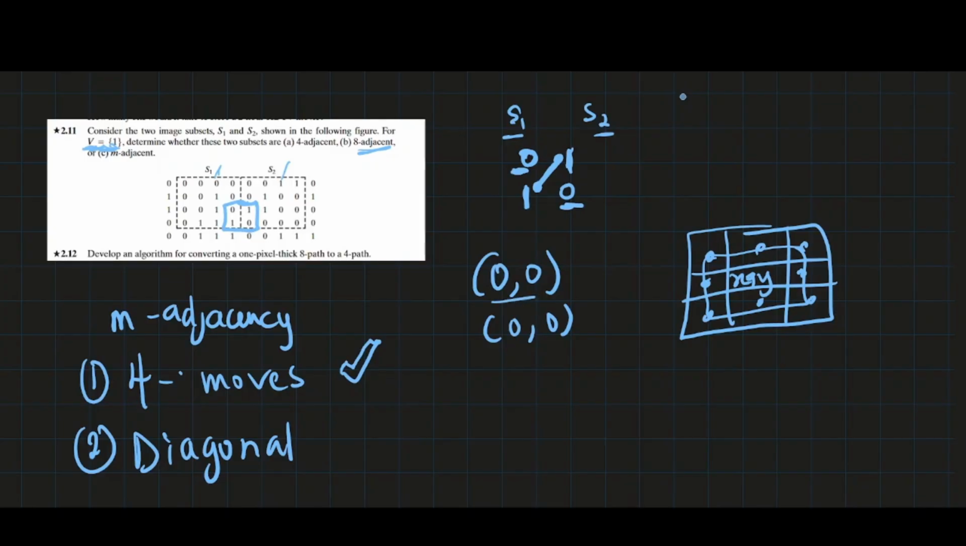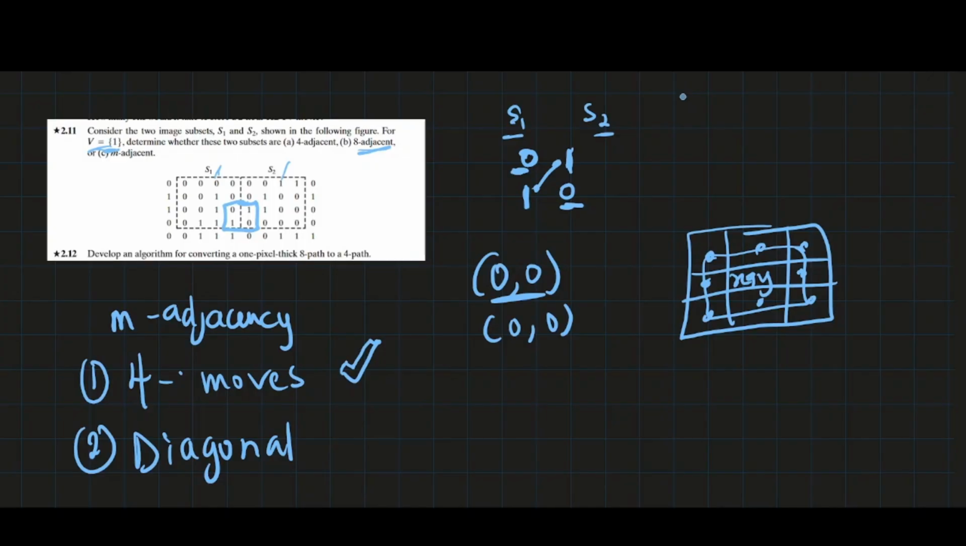So now we check if 0 is in the set V. If 0 is indeed in the set V, we wouldn't have been able to make this diagonal move. But you can see that 0 is not in the set V. Therefore, it's legal for us to move from this point to this point. So you can make an M-adjacent move in this question.